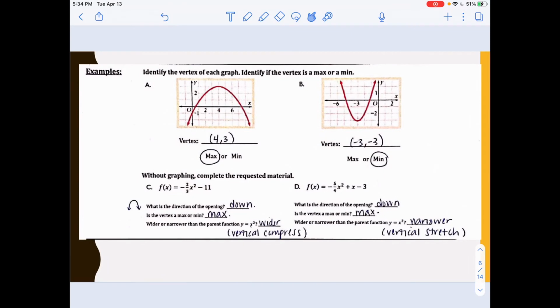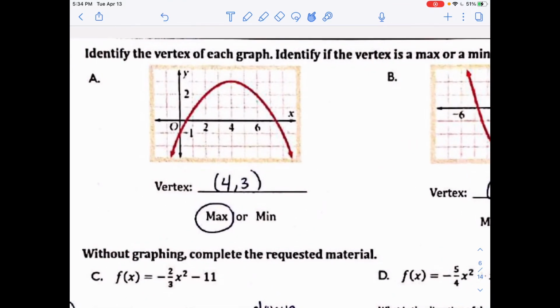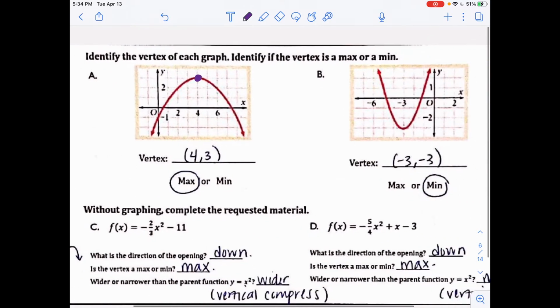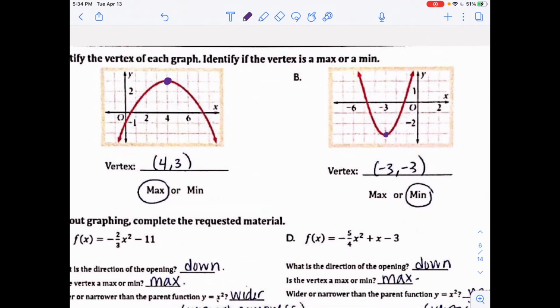Like TV magic, let's look at each of the answers. For A, you should have noticed that the vertex is (4, 3). Remember that the vertex is that highest or lowest point, or the turning point, of your quadratic function. Please make sure that you have parentheses around your ordered pair. And this is a max. For example B, same idea. My vertex here is the lowest point of my graph, so it's (-3, -3), and it is a min.